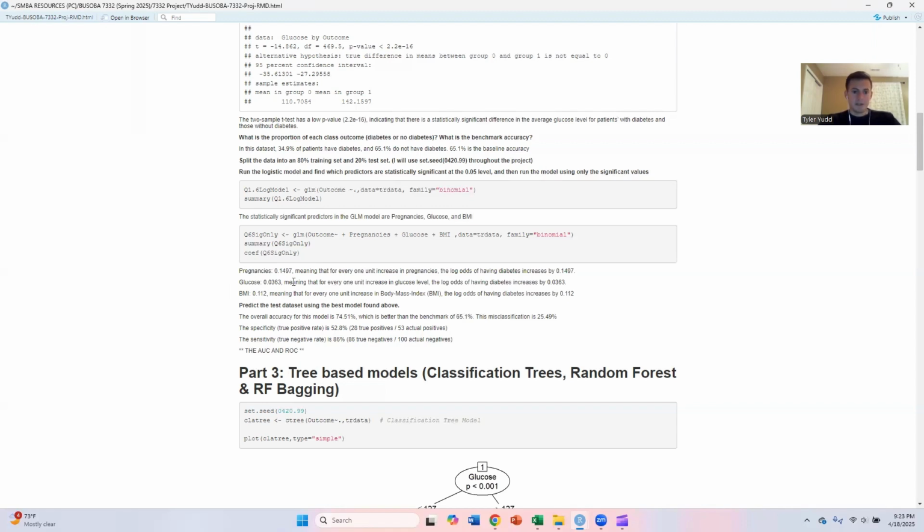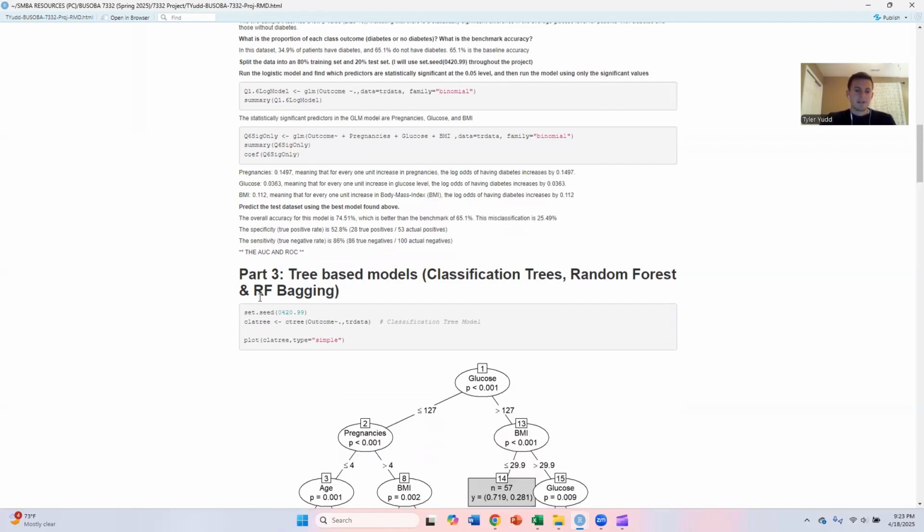And then BMI was in between. So for every 1 unit increase in the patient's body mass index, their logarithmic odds of having diabetes increased by 0.11. The overall accuracy of this model was 74.5%, which was better than that benchmark accuracy we saw of 65%. The true positive rate was 52.8, and the true negative rate was 86%, which is the sensitivity, which was much higher than the specificity.